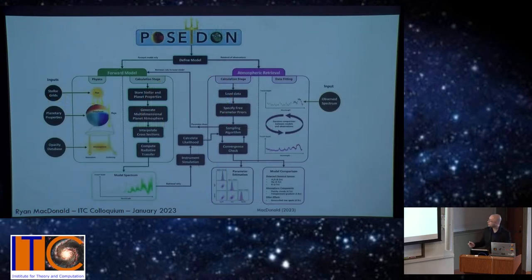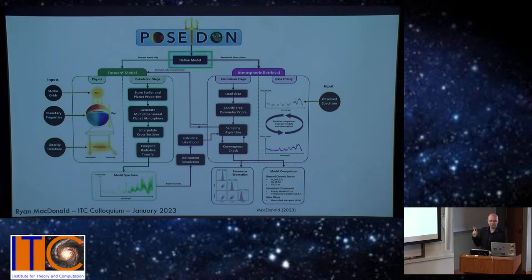So I developed during my PhD an atmospheric retrieval code that automates this process, where essentially you repeatedly call an atmospheric model that can range in complexity from one-dimensional atmospheres all the way up to three-dimensional, which I'll talk about a little bit towards the end of my talk. And then it goes through an iterative procedure of generating spectra from atmospheric properties, simulating particular instruments, comparing that to a set of observations, and then going through a convergence loop to derive these probability distributions for the various properties and detection significances of the various components in the atmosphere.